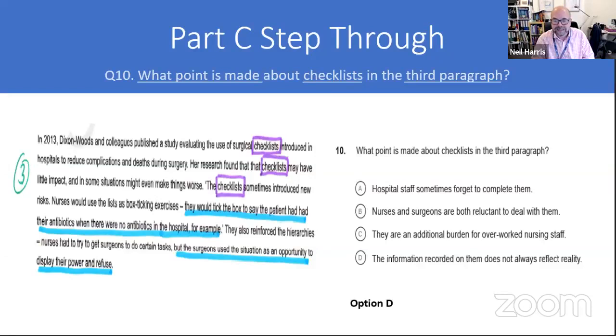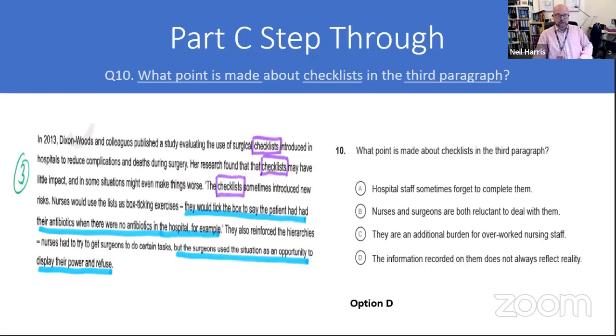So this is an example in B of keyword spotting that is a distractor. What is in the rest of the option isn't in the text. So D is the correct answer.